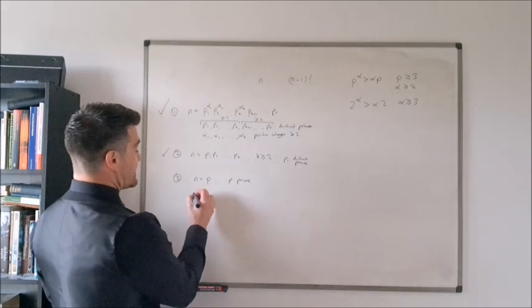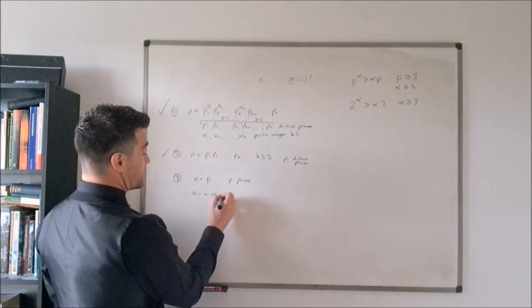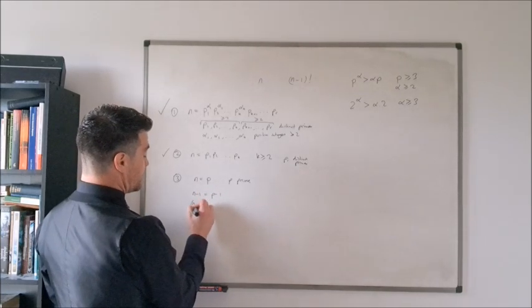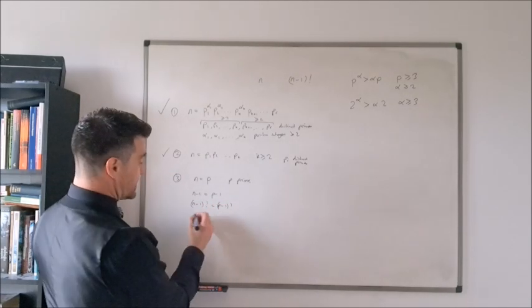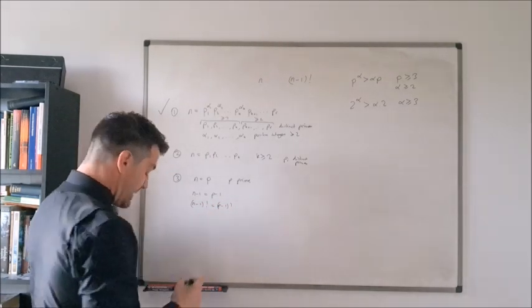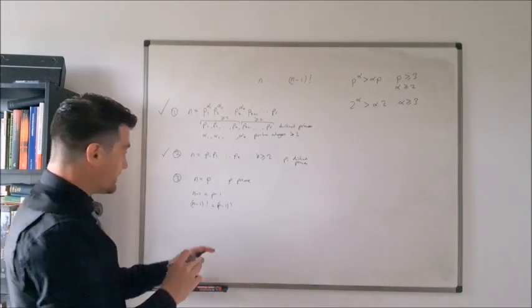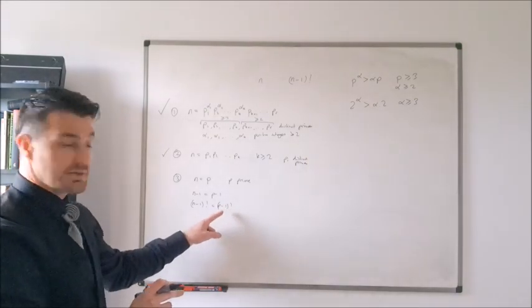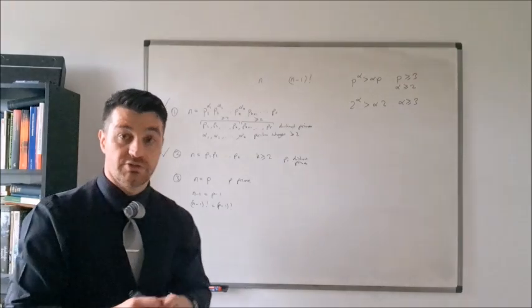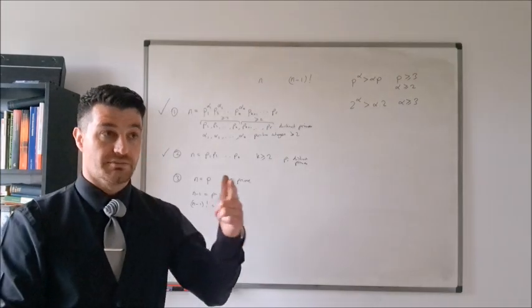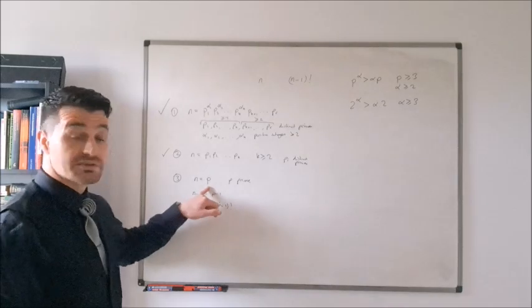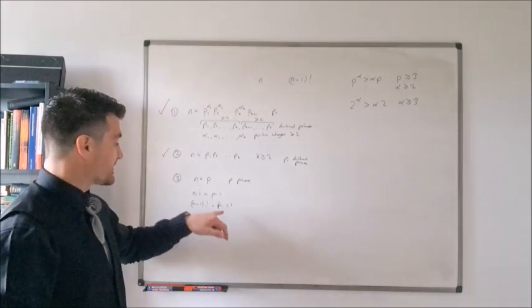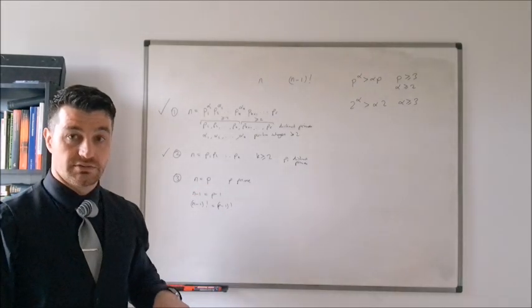So if n equals p, then n minus 1 is equal to p minus 1. So therefore, n minus 1 factorial equals p minus 1 factorial. Good stuff. So what does that mean? Think about which numbers appear in p minus 1 factorial. p minus 1, p minus 2, p minus 3, times 2 times 1. p does not occur as a factor in p minus 1 factorial.